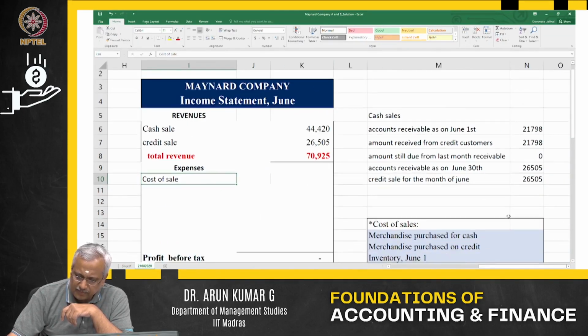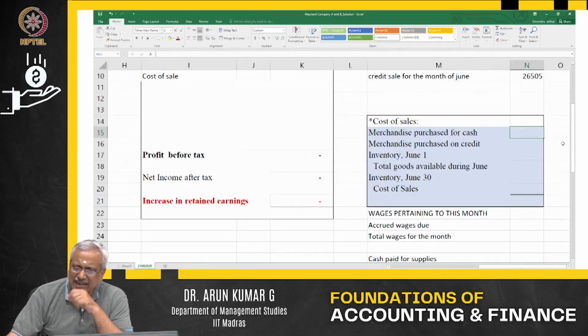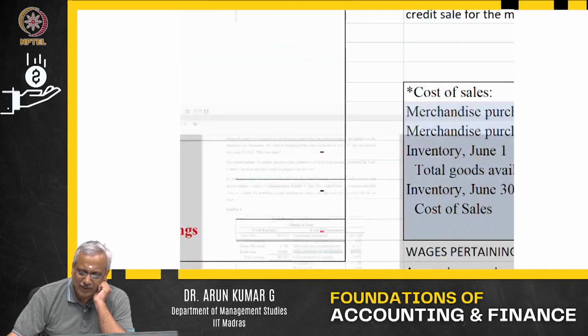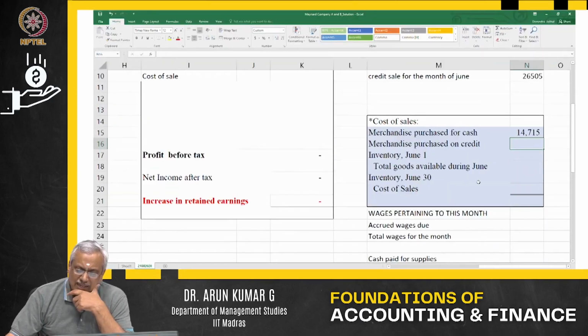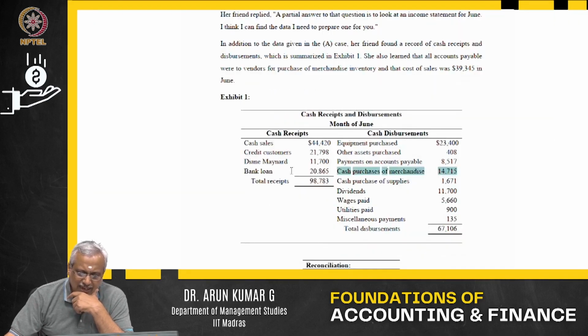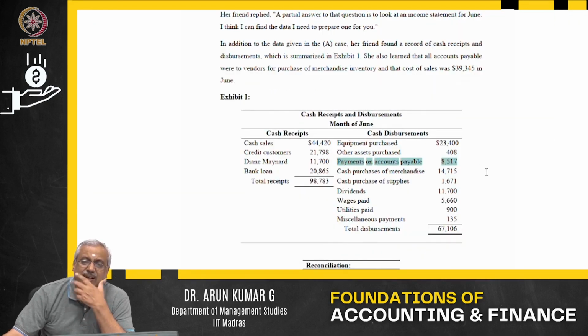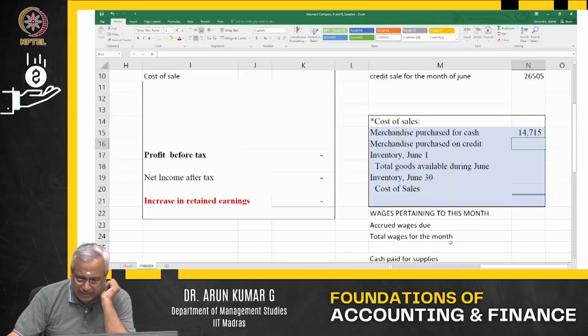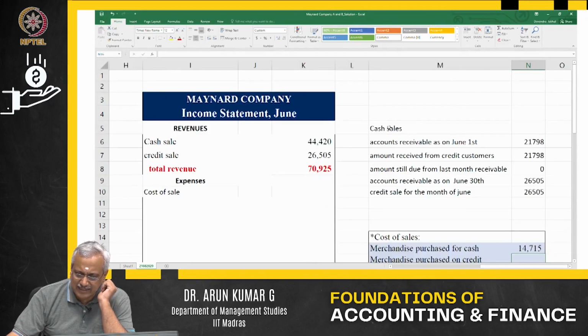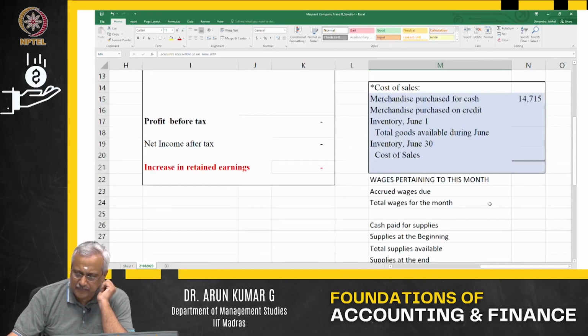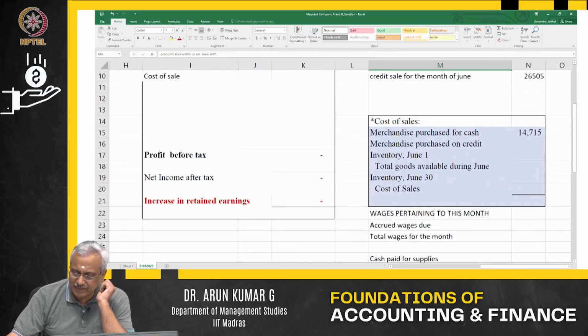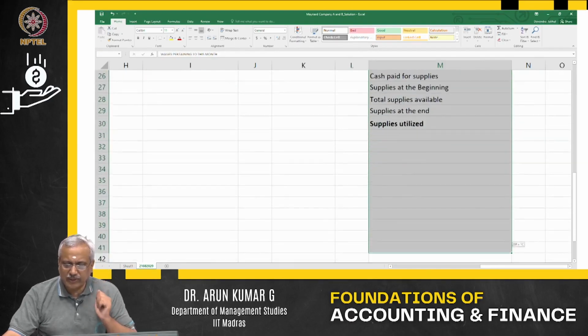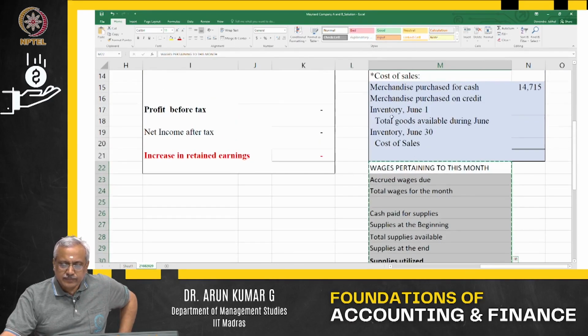I've done this here. Merchandise purchased on cash. What is the level of merchandise purchased for cash? 14,715. Now I need to know what merchandise was purchased on credit. Now you will say, sir, there is a payment of accounts receivable 8517. Is that a credit purchase? No. I will go back here. Exactly the same thing, we will do that here.